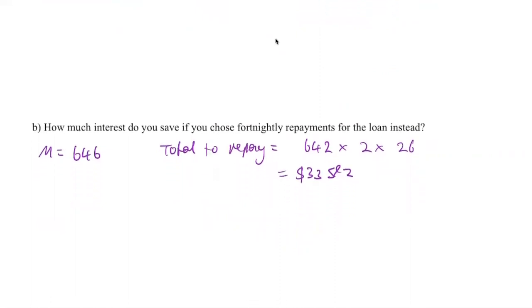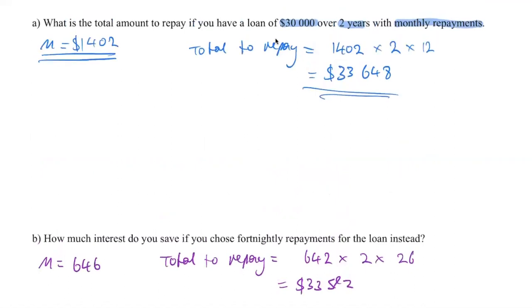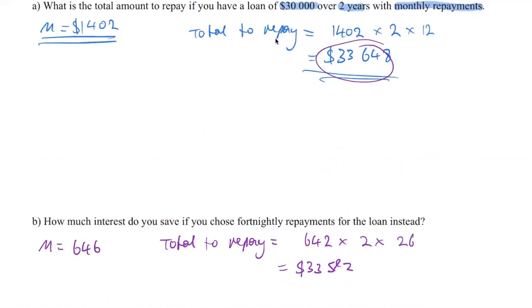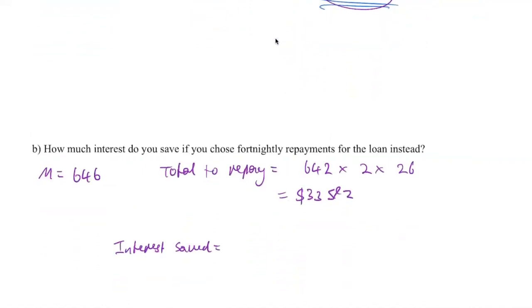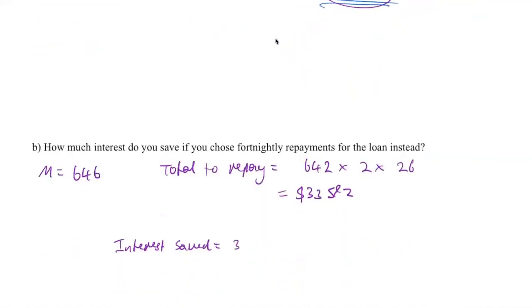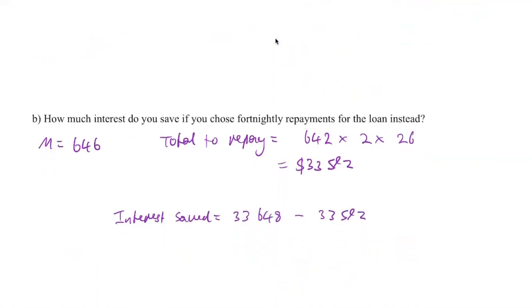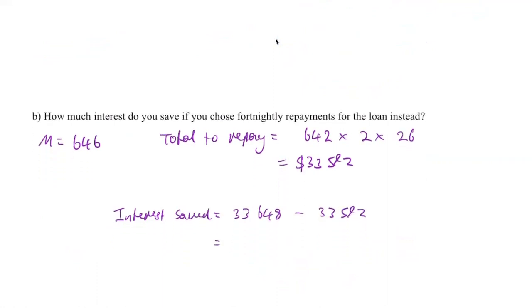All right. Now we want to find how much interest we save. So we want to find interest saved. And we want to take the monthly total amount to repay and subtract away the total amount that we will pay if we're doing fortnightly. All right. And it's not going to be much. You'll notice there's not a big difference. Okay. You put that into your calculator and you'll notice that you end up only saving around about $56.